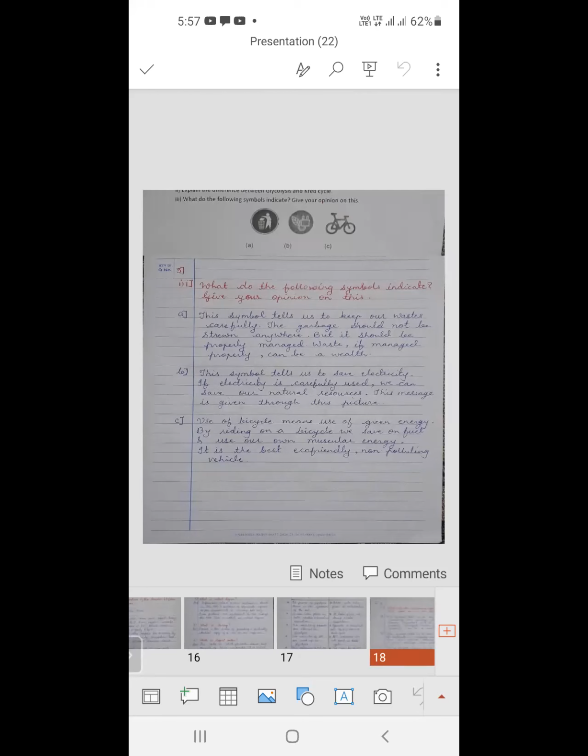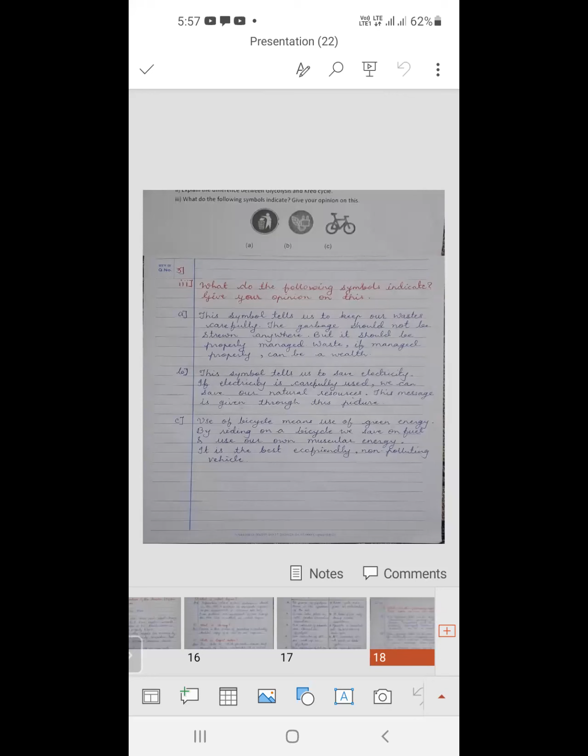First one, A. This symbol tells us to keep our waste carefully. It shows that we have to keep our waste carefully, and the garbage should not be thrown anywhere. You have to collect the garbage in a dustbin. It should be properly managed. Waste, if managed properly, can be wealth. So this much you have to write for the symbols.